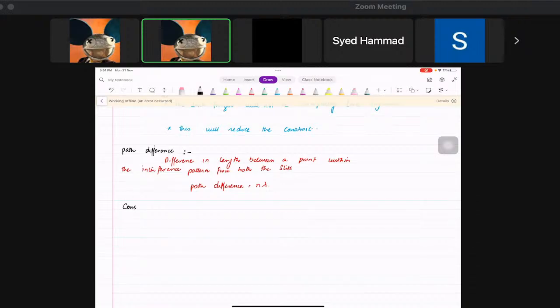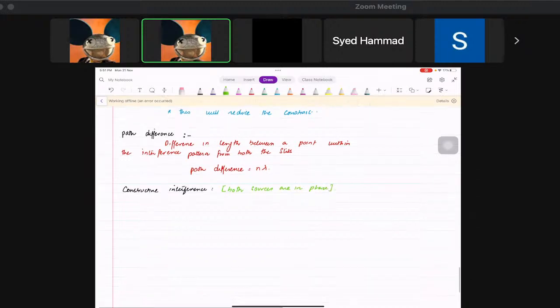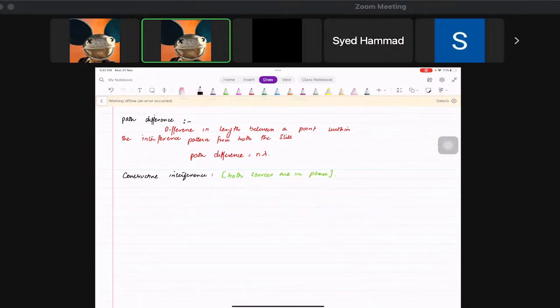I'm going to tell you what that is. What you need to remember is that for constructive interference, whenever they meet, the phase difference is 0 degrees. Constructive interference, Aisha, is when both sources are in phase, with 0 degree phase difference. So then you take n as 0, 1, 2, and so on.